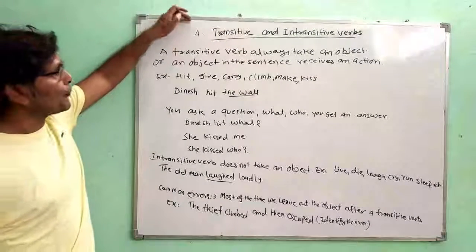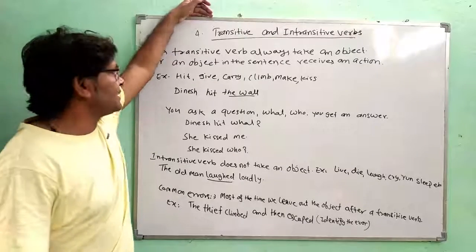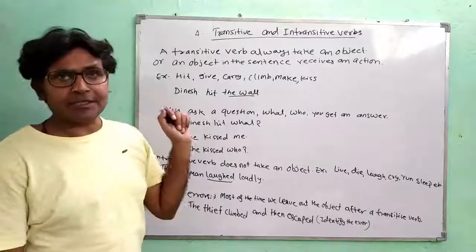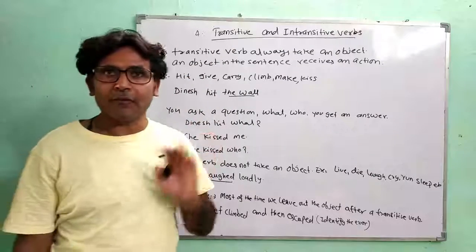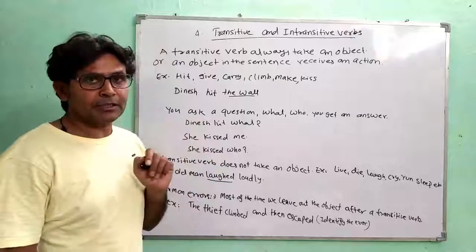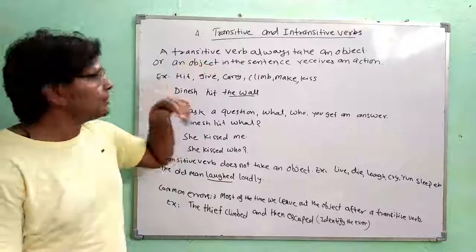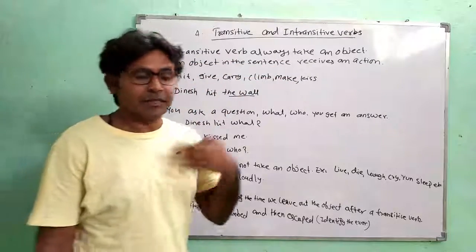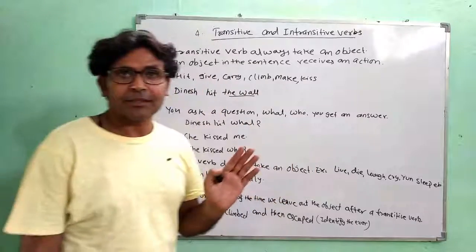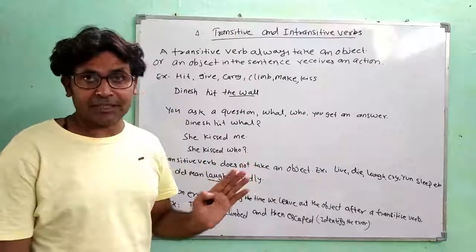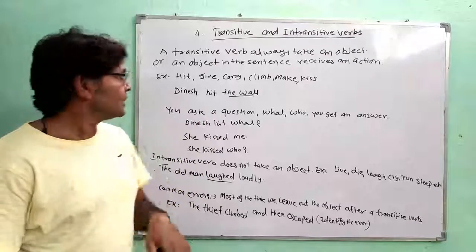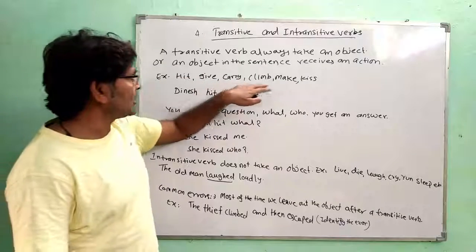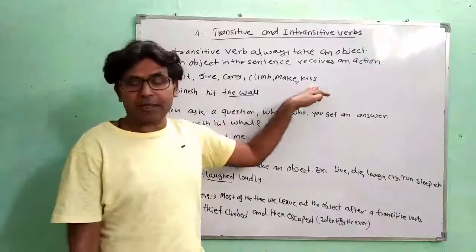Now the last and fourth type of verb is transitive and intransitive verbs. So what are transitive and intransitive verbs? These verbs are very easy but very, very important. So let's learn about the transitive verb. A transitive verb always takes an object. Object means the noun or pronoun in a sentence which receives the action. Examples of transitive verbs are hit, give, carry, climb, make, kiss.